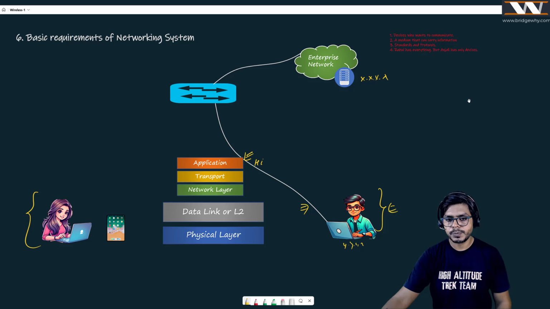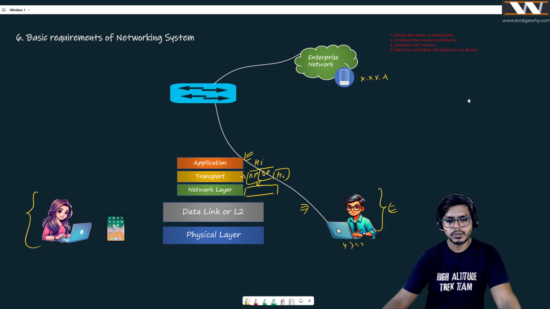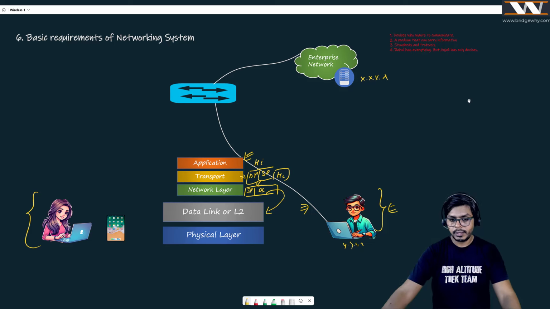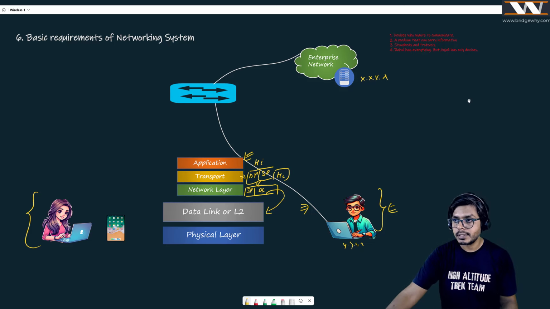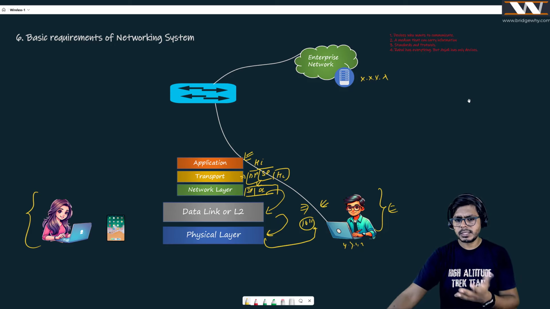What is going to happen at the transport layer? This hi will be getting source port and destination port, as simple as that. This data will be taken to the network layer, and the network layer is going to put the IPs here, source IP and destination IP, as simple as that. And then I will have the data link layer where I have to put the MAC addresses, as simple as that. And then I will go to the physical layer, which is going to take ones and zeros out from my laptop and place them on the wire, right? This is how the communication happens on this wired network.